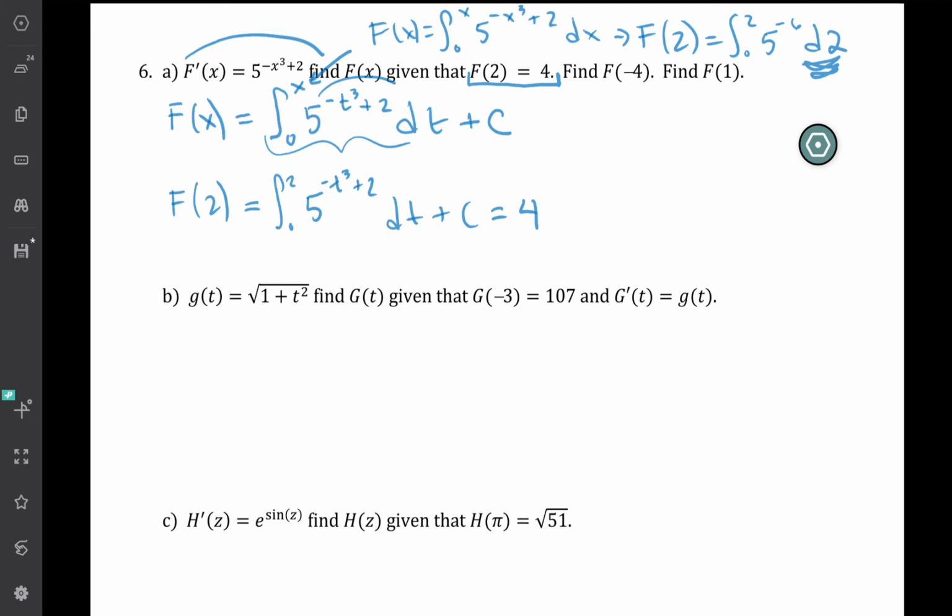The trouble is that the whole reason I'm doing this is because I can't nicely just write down a formula for the antiderivative of 5 to the negative t cubed plus 2. So you could use technology at this point.